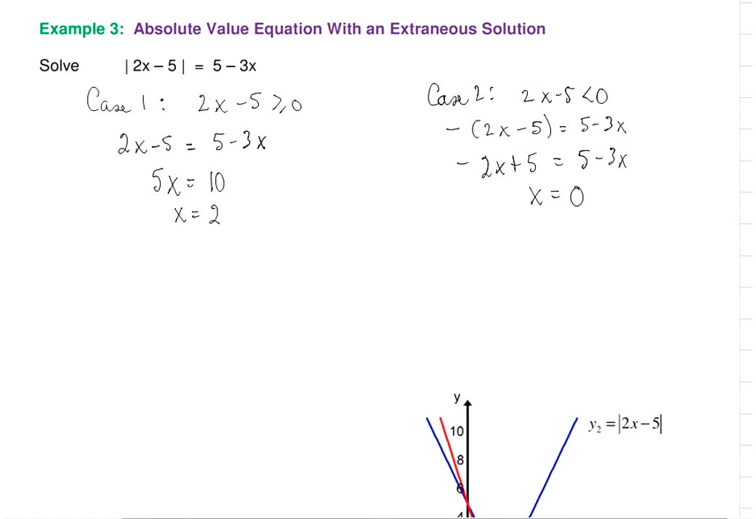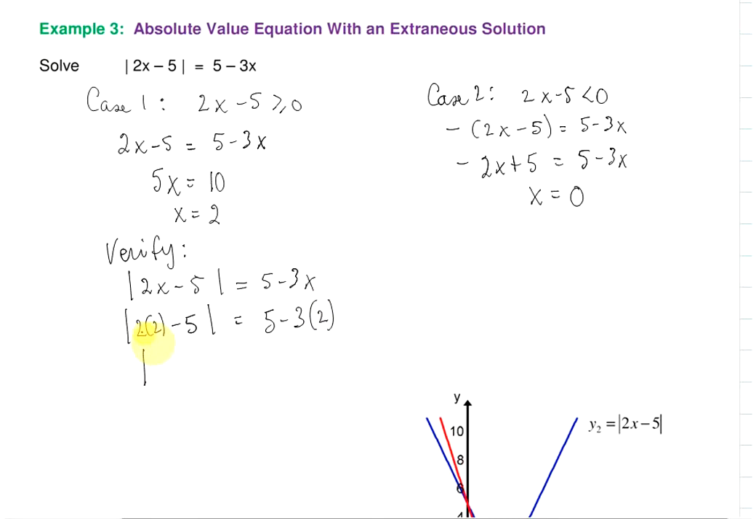So let's verify. Remember, always back into the original equation. So write out the original equation. That way you won't make any mistakes. We're going to substitute in x equals 2 and simplify the right and the left.